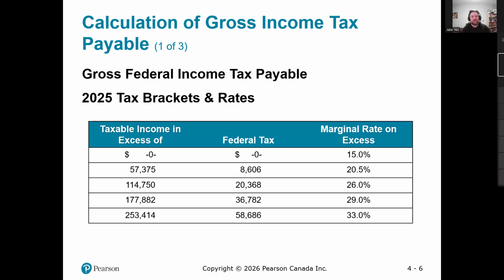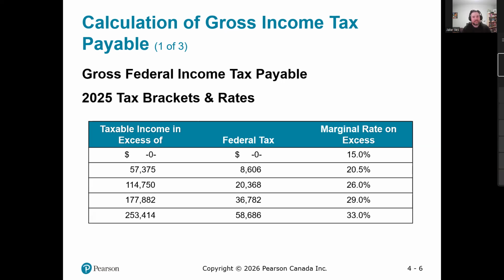So when we're actually calculating taxes payable, for the bracket that we're in, we only calculate taxes on the amount of income in that bracket. So if I made $60,000, only about 3,000 of it is in the bracket. I start with a federal tax of 8,606, which is that amount at 15%, and then I apply 20.5% to only the $3,000 I am over this amount.